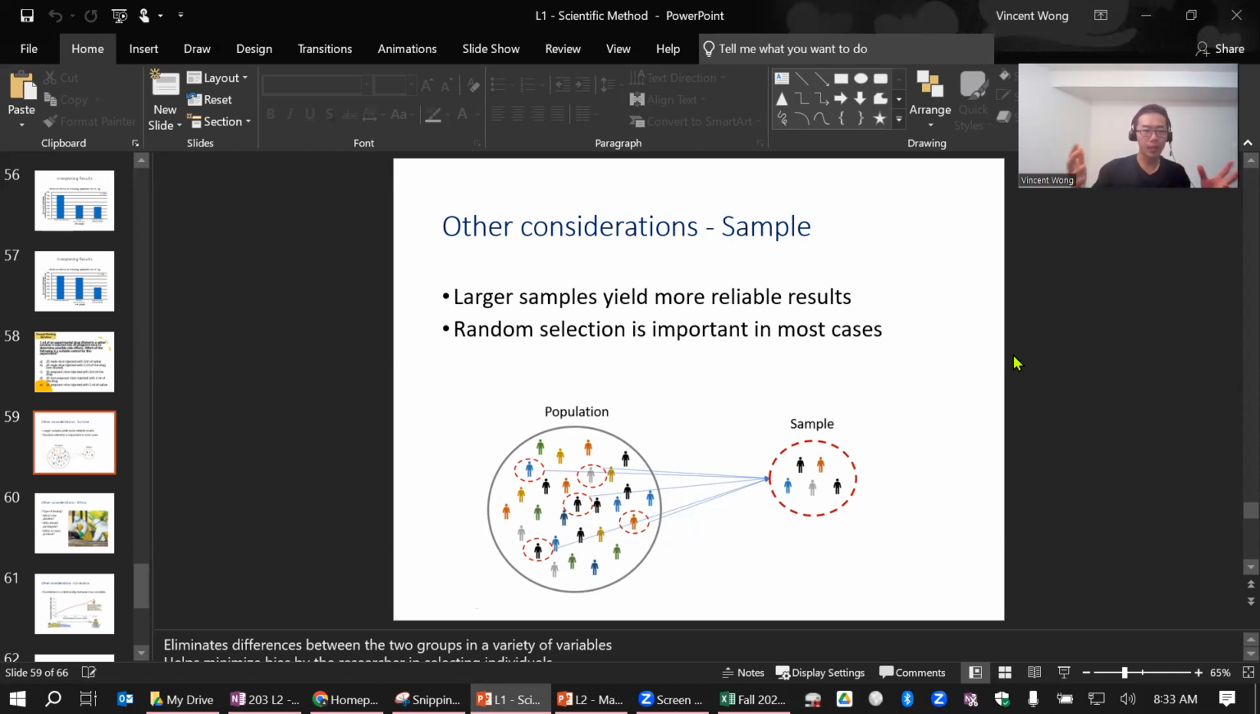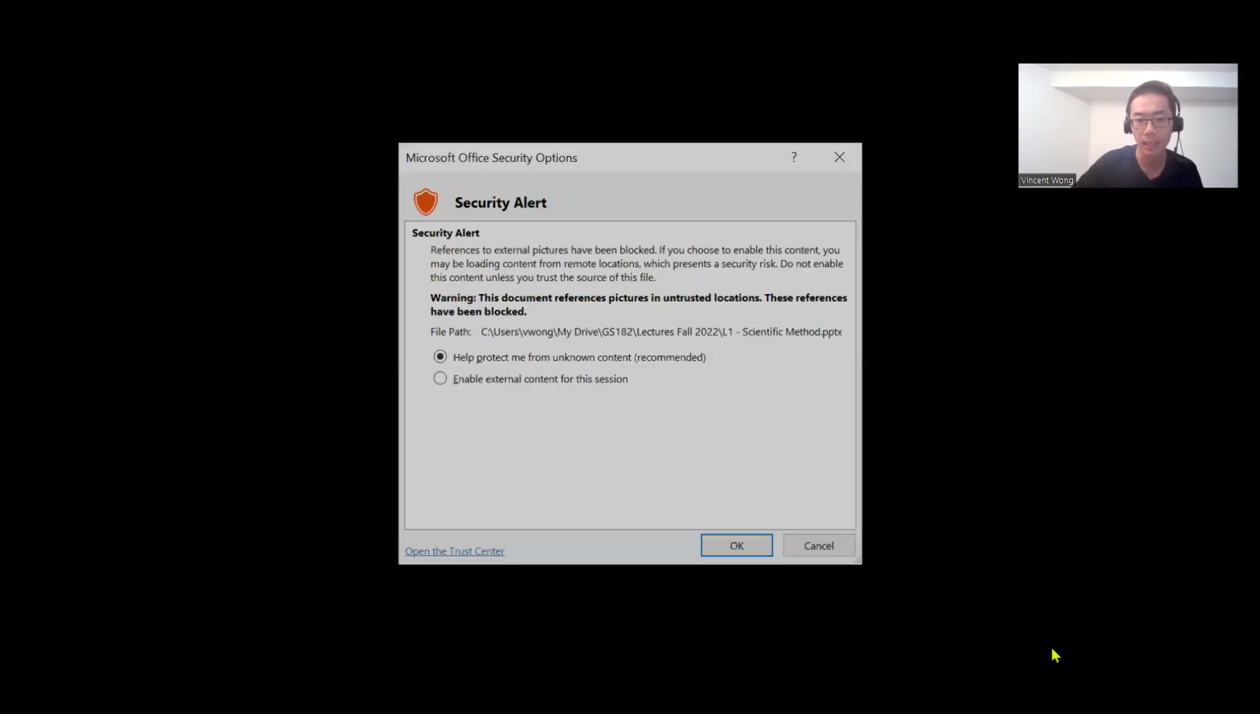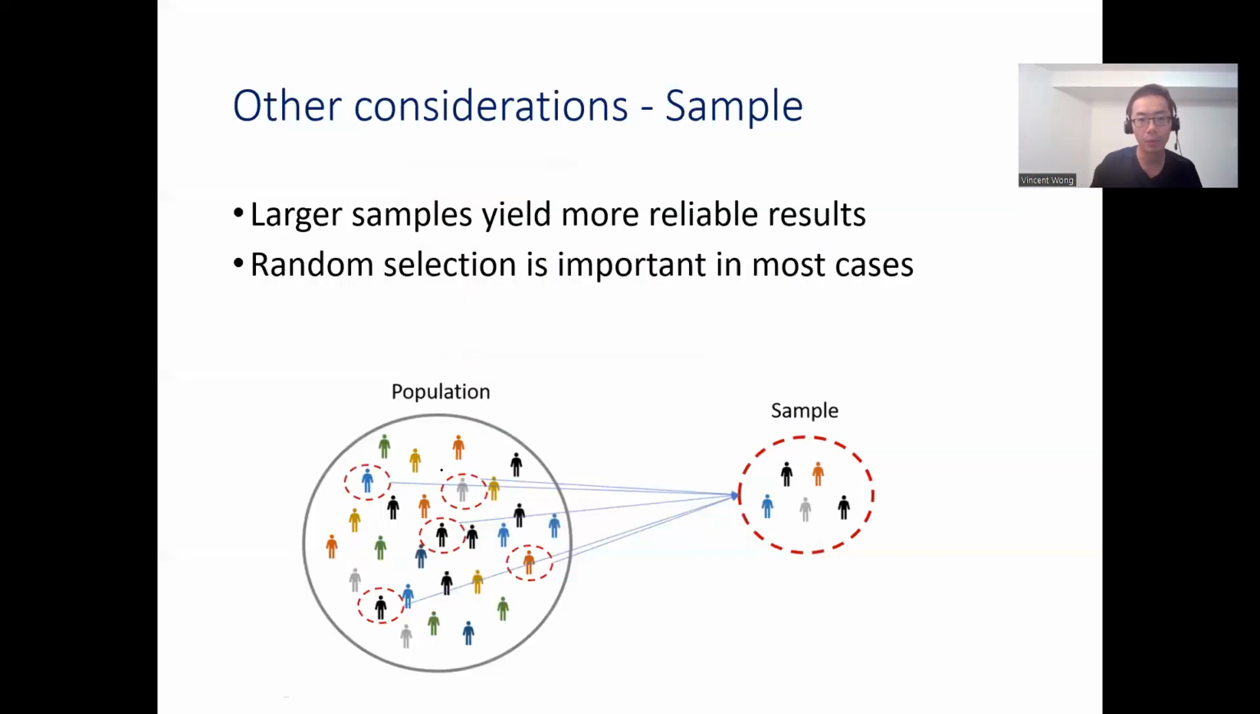Now, there are other things that need to be considered when we do an experiment, and we want it to be good science, okay? There are a couple of factors we need to consider when it comes to that. We want the sample size to be as big as possible, right? The population is really, really big. And we want to randomly select people from the population to have a representative sample group to run our experiment on, okay? The larger the group, the more reliable the result is going to be.